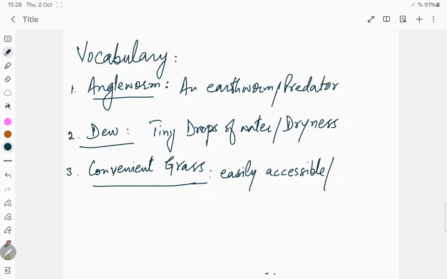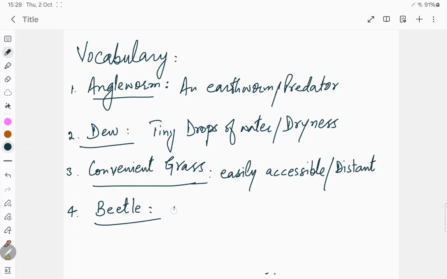And the antonym can be the distant thing. You can put it in the sentence by saying: the bird ran on the convenient grass behind the path. The next word, that is beetle. I think I have explained this word as well while I was explaining the stanza to you.